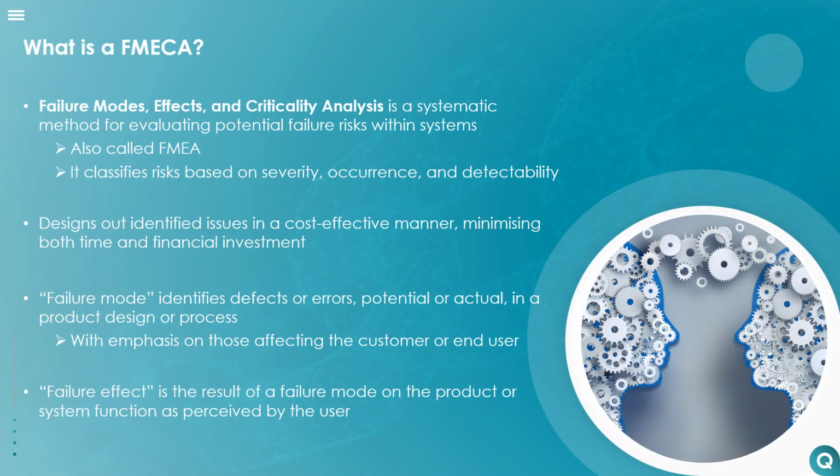So what is a FMECA? FMECA is a failure mode, effect and criticality analysis and is a systematic method for evaluating potential failures within a system. It is sometimes also referred to as FMEA, with the word criticality omitted. It classifies risk based on severity, occurrence and detectability. It designs out identified issues in a cost-effective manner, minimizing both time and financial investments.